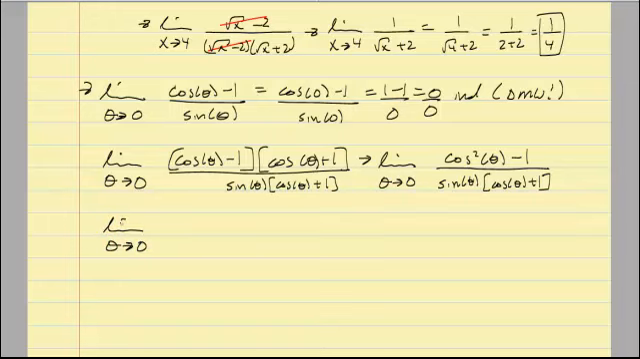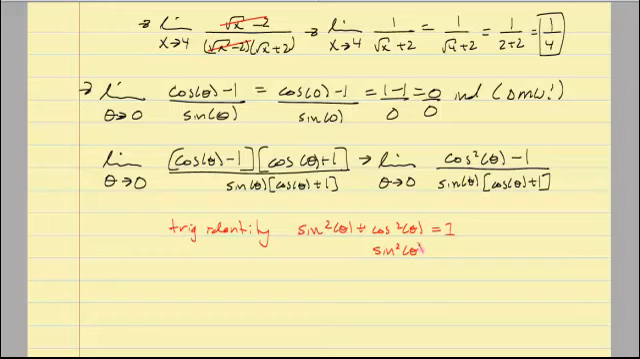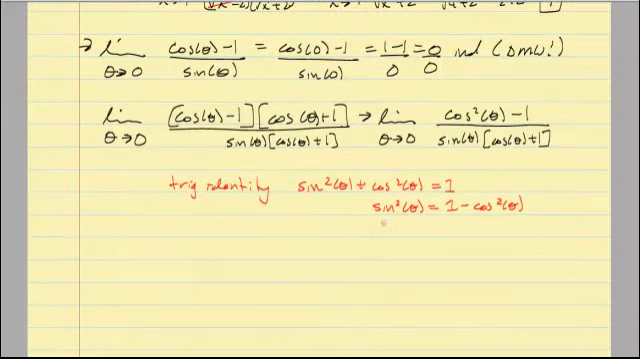So now what I do is I look at this and think, okay, I know a trig identity. First of all, let's erase this and make a couple notes. I have a trig identity that we've worked with a lot. It's sine squared theta plus cosine squared theta equals 1. Well, if I solve this for 1 minus cosine squared theta, I get sine squared theta is equal to 1 minus cosine squared theta, which is really close to what we have.